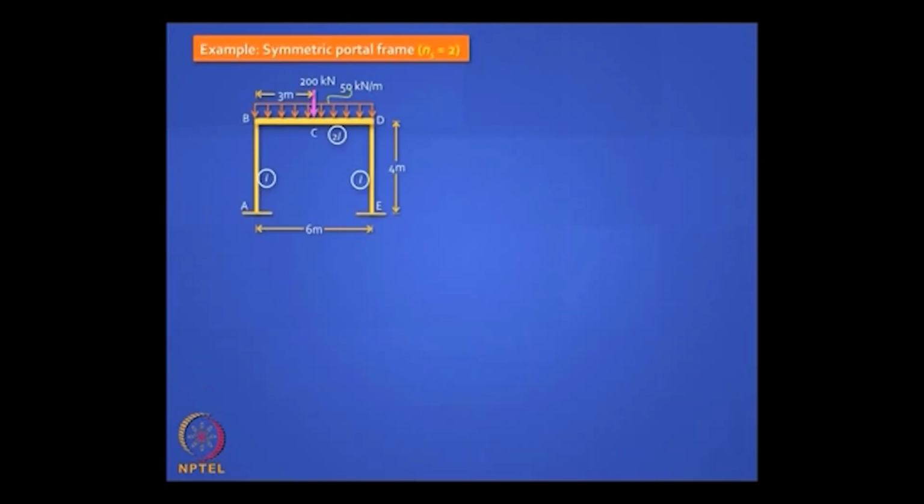Let us look at one more example of a frame. You have a portal frame. We have done this also earlier. What is the degree of indeterminacy? Well, normally 3, but there is a symmetry in the frame, right? So can you reduce it? You can reduce by 1, you are right.